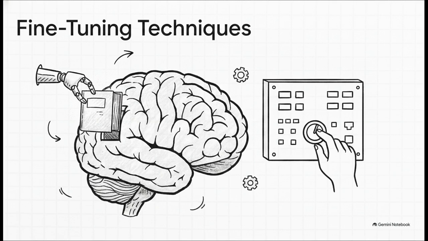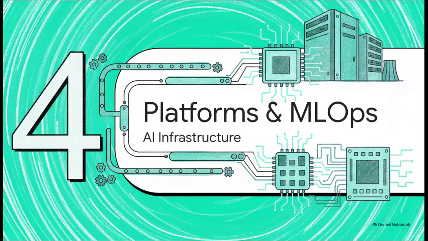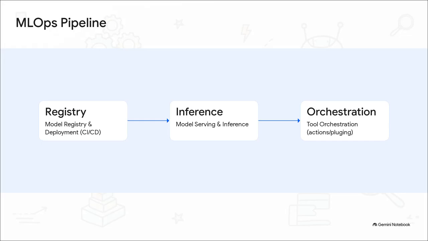It saves so much time and compute cost, it's brilliant. Let's zoom out to Section 4, Platforms and ML Ops. Okay, so we've got our customized model, but now we need the heavy machinery to actually run this software at scale. This layer is an absolute powerhouse, fueled by massive GPU and TPU training clusters.